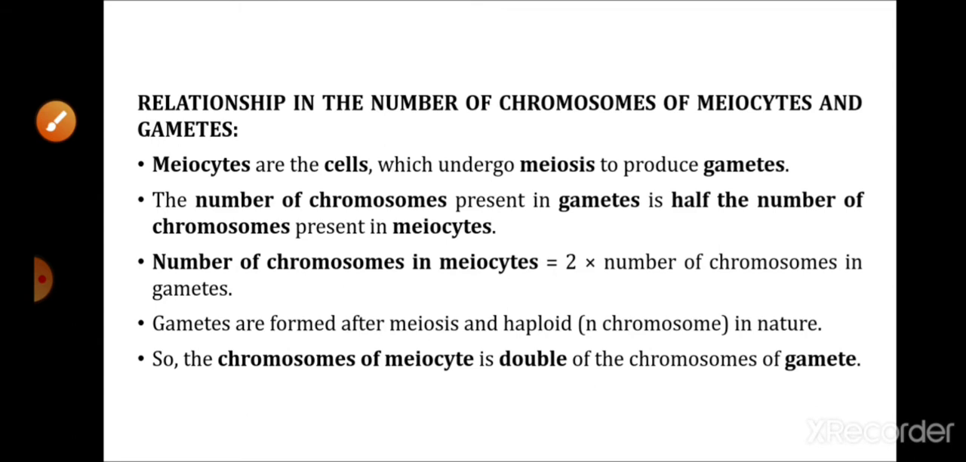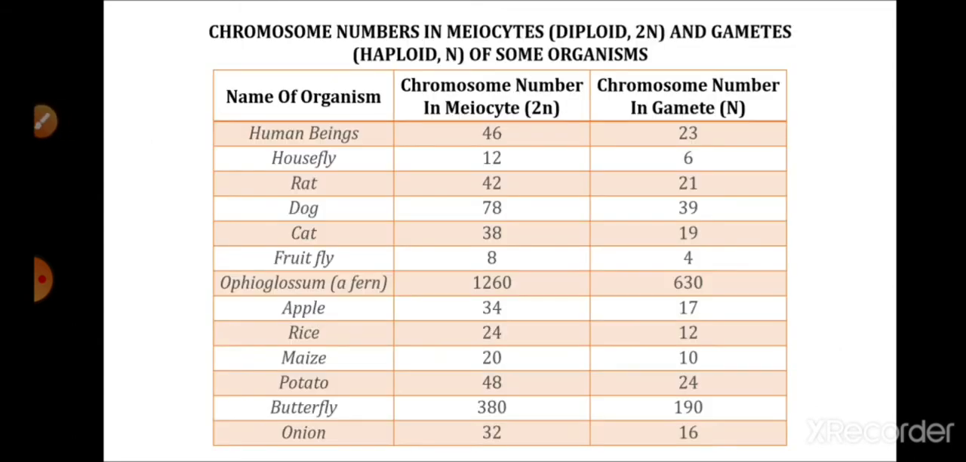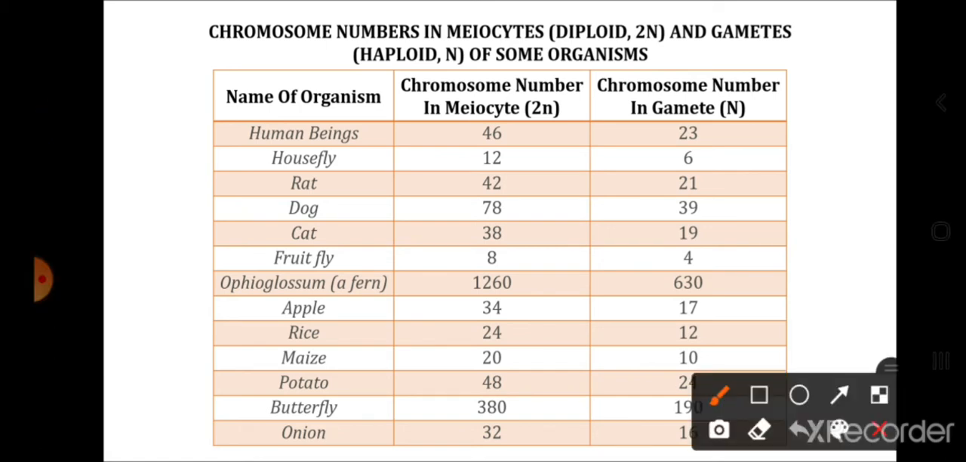Very important thing. Now, this is the chart showing the number of chromosomes in meiocytes and gametes in some of the organisms. So, in human beings, the number of chromosomes in the meiocyte is 46. So, of course, in gamete it will be 23. In housefly it is 12 and in gamete it is 6. In rat, in meiocyte it is 42 and in gamete it is 21. From the table it is clear that in meiocyte the chromosome number is double the chromosome number of the gamete.